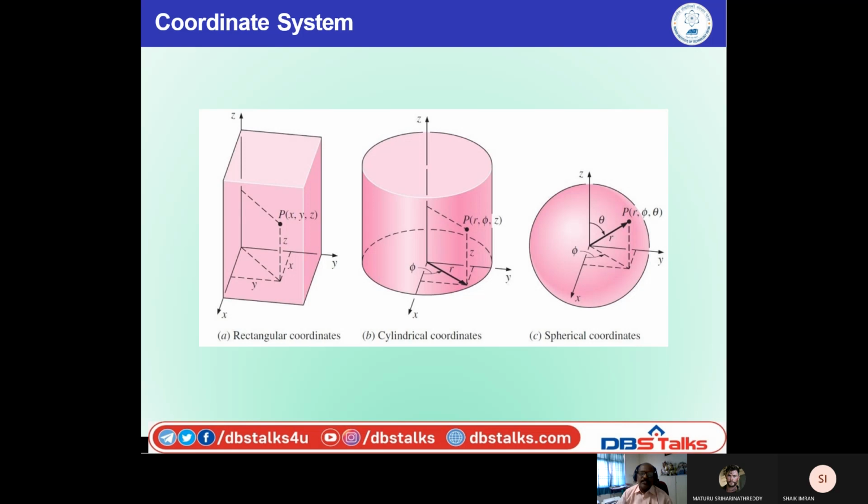Similarly, there will be a spherical coordinate system also. In the spherical coordinate system, there will be 2 angles, theta and phi, and there will be a radius. So these 3 coordinate systems we are going to use to find the 2-dimensional and 3-dimensional heat transfer equations.